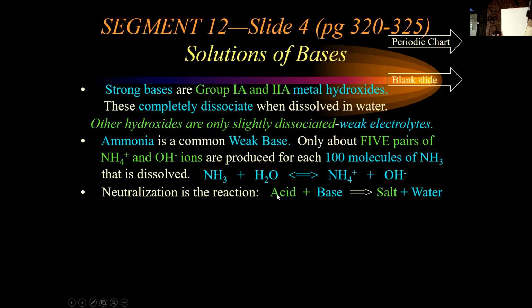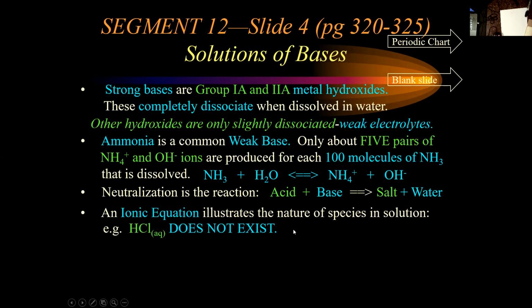Now, if this is hydrochloric acid and this is sodium hydroxide, it would make sodium chloride and water. And that's what we refer to as table salt, sodium chloride. But any cation that's not hydrogen with any anion that's not hydroxide is a salt. If it's a hydrogen, it's an acid. If it's a hydroxide, it's a base. And if it's neither, it's a salt. So salt is just a generic term for any cation with any anion, except the cation can't be hydrogen and the anion can't be hydroxide.